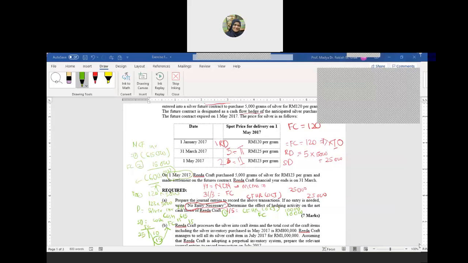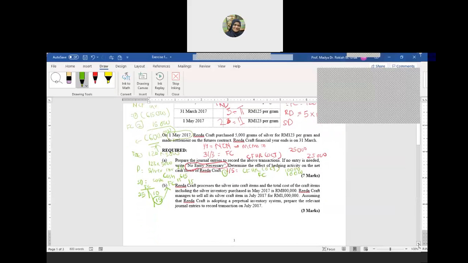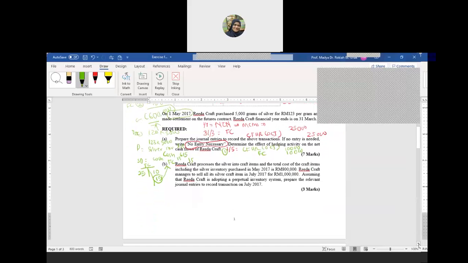For the B part that you have here, the retailer crafts and sells the silver craft item, and the total cost of the craft item, including the silver inventory purchased in May 2017, is 800. Now the process: the silver becomes a craft item, using the silver inventory that was purchased in May 2017. The cost becomes 800, and then we managed to sell that craft on the 1st of July at the price of 1 million.